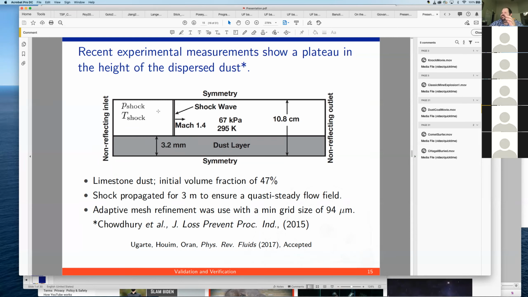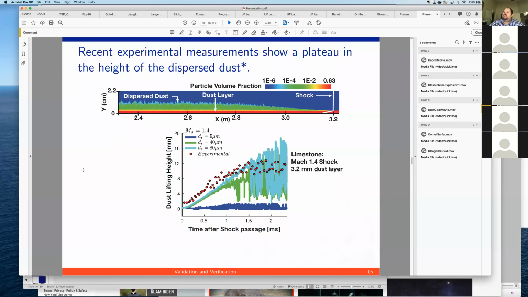And so a shock wave traveling over a layer of loose dust induces a flow that then entrains the dust up into the core of the channel, much like the dust that is kicked up into the air from a car traveling down a dusty road. It's essentially the same process. And so there have been some recent experiments. And so what we did was we set up computational versions of those experiments.